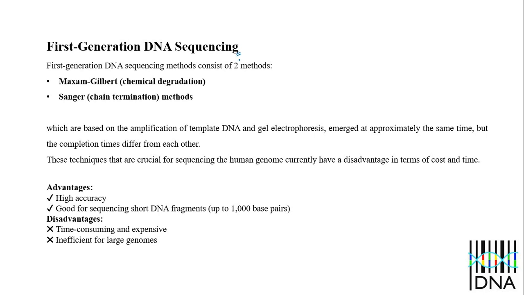In the first generation of sequencing, we include two types of sequencing method. First is Maxam-Gilbert sequencing, also known as chemical cleavage sequencing. Next is Sanger sequencing, also known as chain termination sequencing.